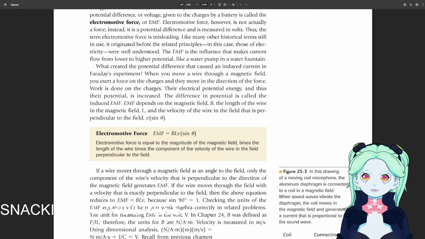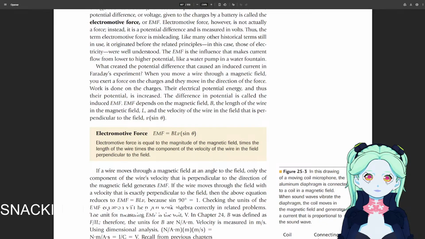Can I make this a different color? Perhaps. Is there a color? Select the color.